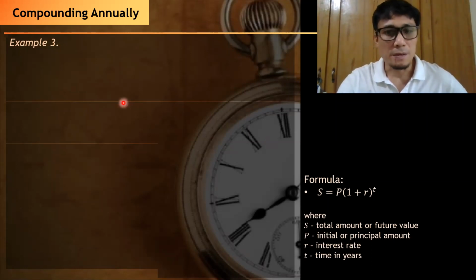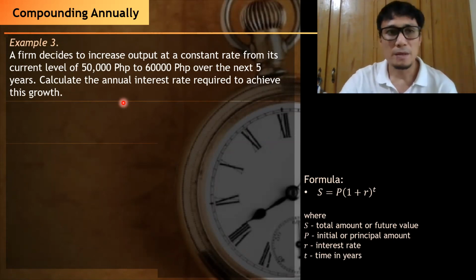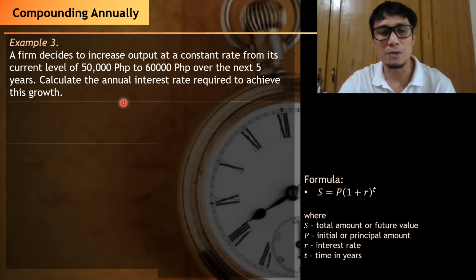Okay. For our third example, let's consider this. A firm decides to increase output at a constant rate from its current level of 50,000 to 60,000 pesos over the next 5 years. Calculate the annual interest rate required to achieve this growth.